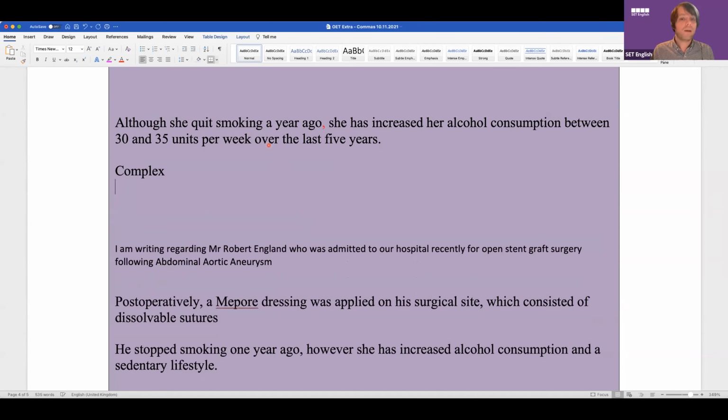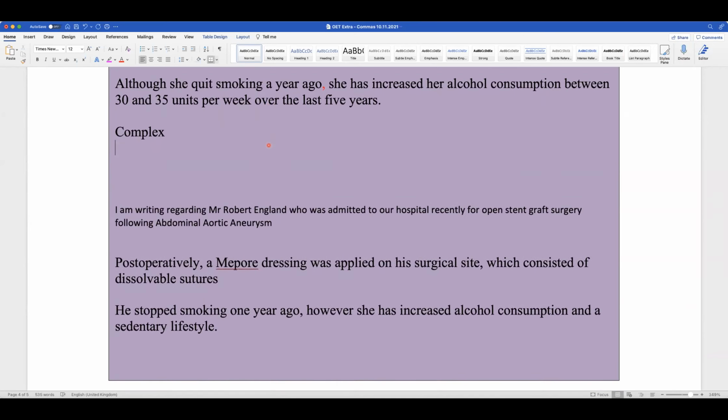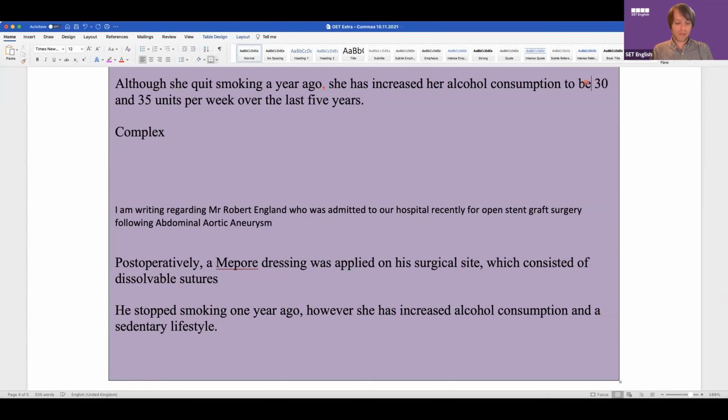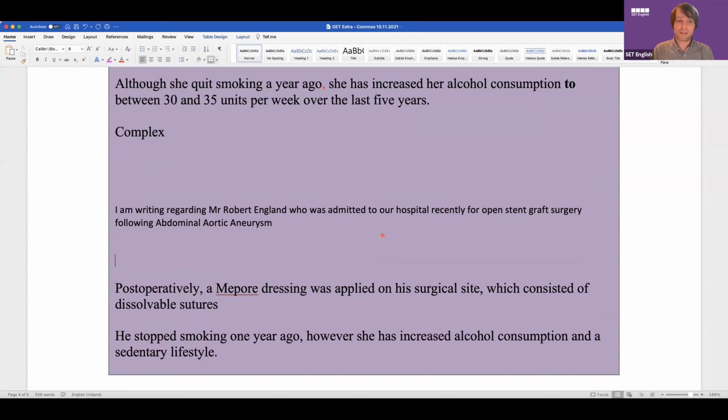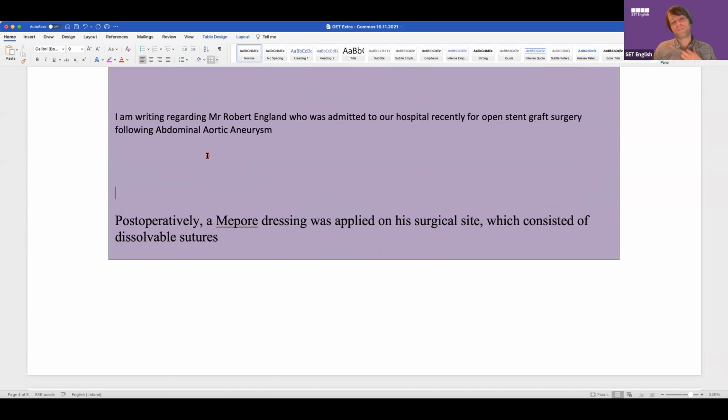Alan, can I ask something? Yes. Can you increase something to between? I think there's a problem here. She has increased her alcohol consumption to, maybe, not between. Yeah, these are real sentences, so I just took the original. So it should be "consumption to between," something like that. Yeah, 30 and 35 units per week. So you need the "to." Well spotted, right? Guys, if you want to mention any other issues about these, they're real sentences, so I haven't corrected them, okay?